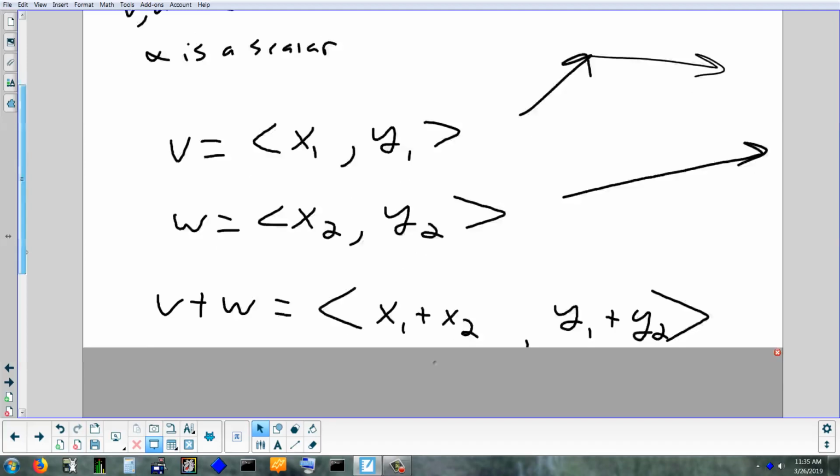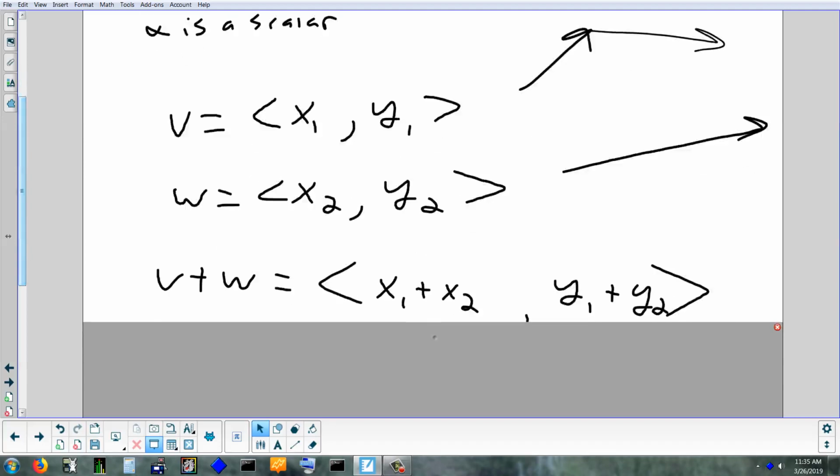Well, a lot faster way to do that is with just numbers. To add 2 vectors up, all you have to do is add the horizontal components together, whatever those 2 numbers are, comma, and then add the 2 vertical components together. So that's going to take the place of all the sketching we had to do yesterday when we added.